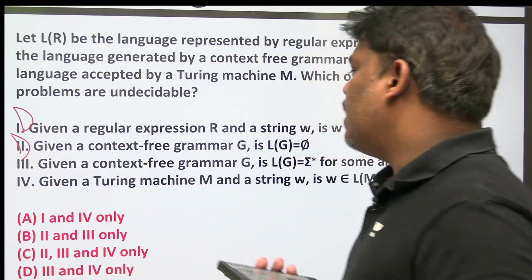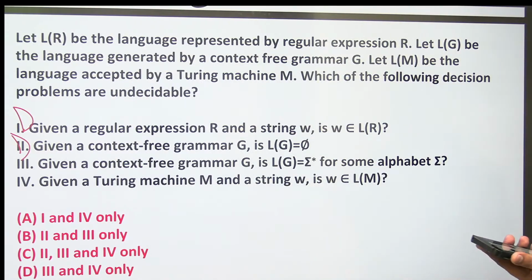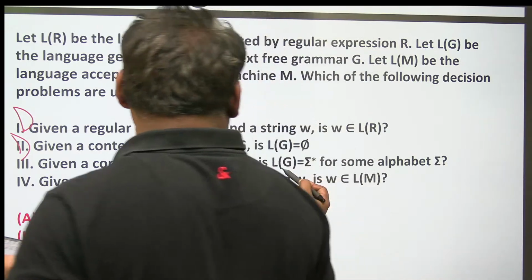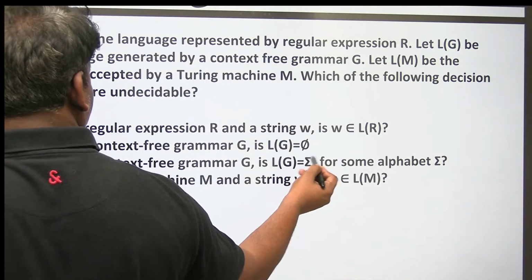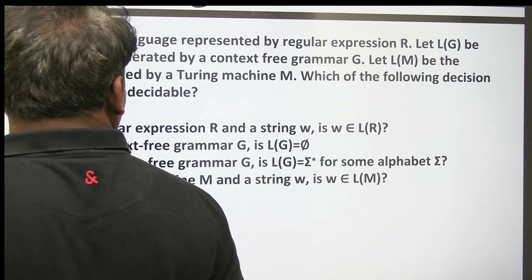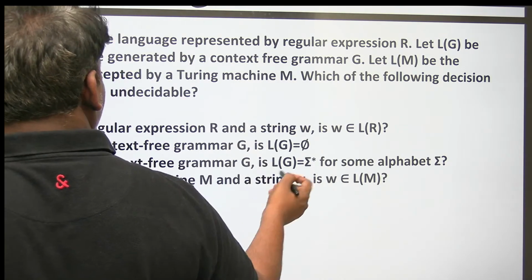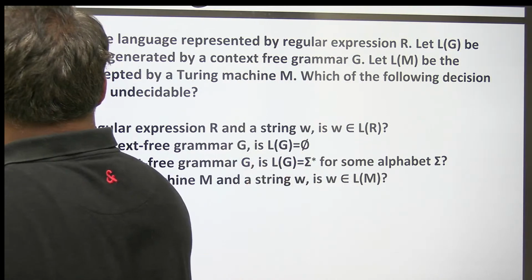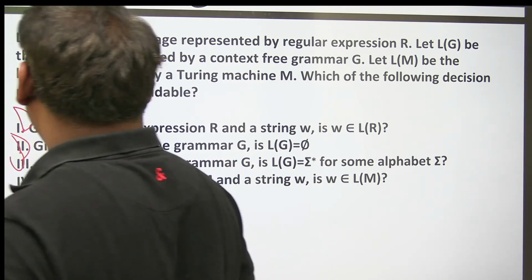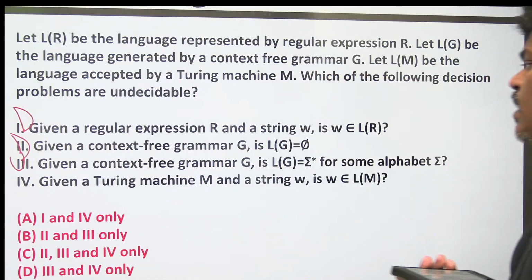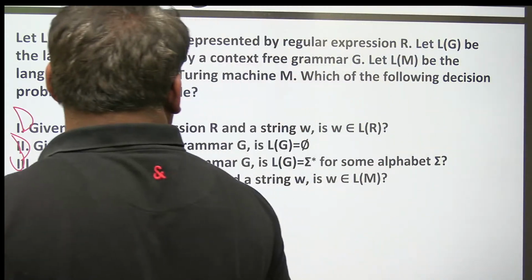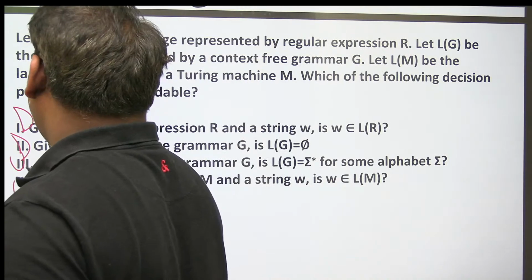Next one, given a context free grammar G, L(G) is sigma star, for some alphabet sigma. This is called context free grammar totality. So what is the answer? This is undecidable. Context free grammar, totality, undecidable. Next one, given a Turing machine M and a string W, membership, undecidable.